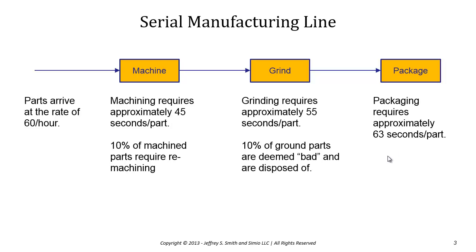In the previous video in this lab, we looked at developing the Simio model of the serial manufacturing line. To refresh your memory, we have a system in which parts arrive at the rate of 60 per hour. They go through a machining process. 10% of the machined parts require remachining, so they are sent back to the same machine for processing. Following machining, they go through a grinding process, after which 10% are deemed bad and are disposed of, and the remaining 90% are packaged and completed.